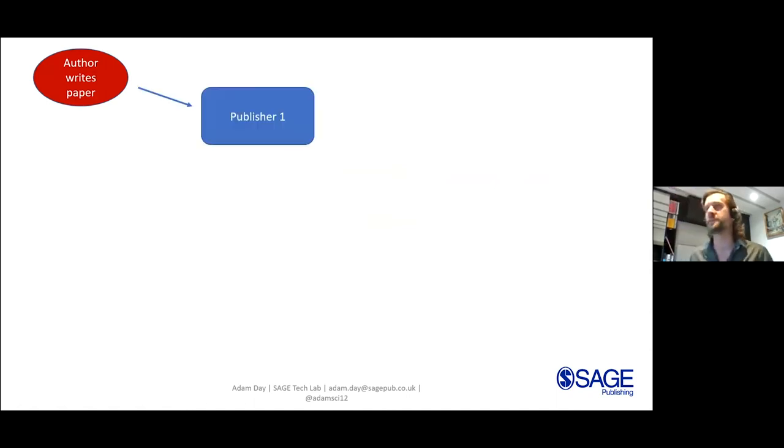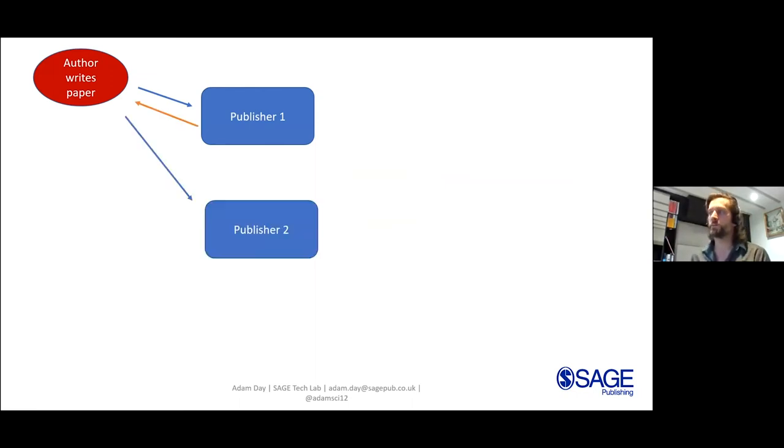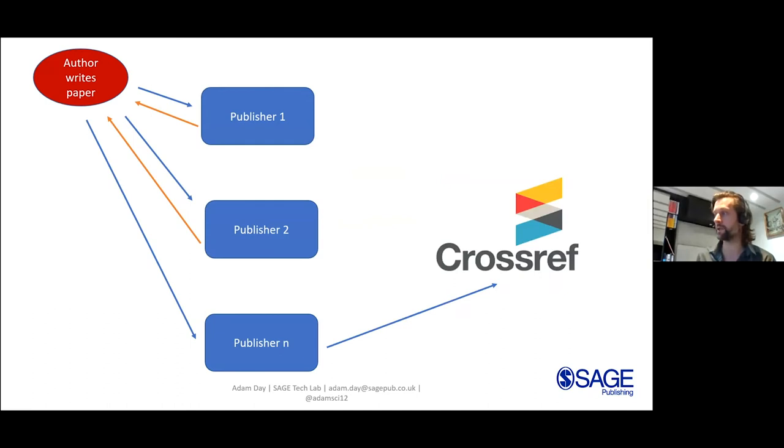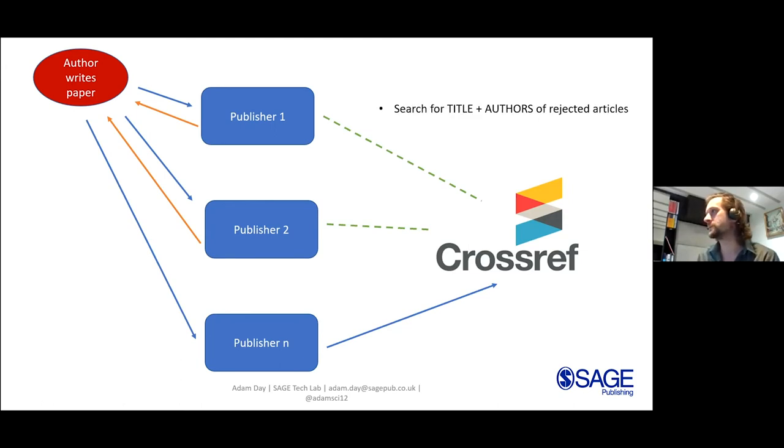I think we all know this story. An author writes a paper, they send it to a journal, and sadly, much of the time, that paper gets rejected. So the author can then submit the paper to another journal, and it might get rejected again. But eventually, that paper can go to a publisher who will accept it. And then the paper will be published, and it will be registered with Crossref. So at this stage, other publishers who have considered the paper can search Crossref and find the article that they have rejected simply by searching title and authors, for example.